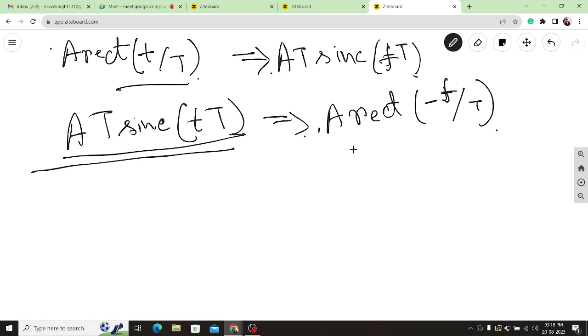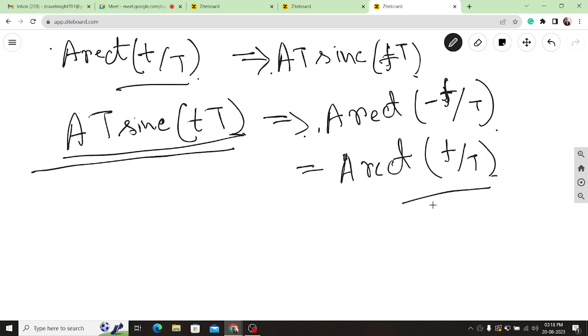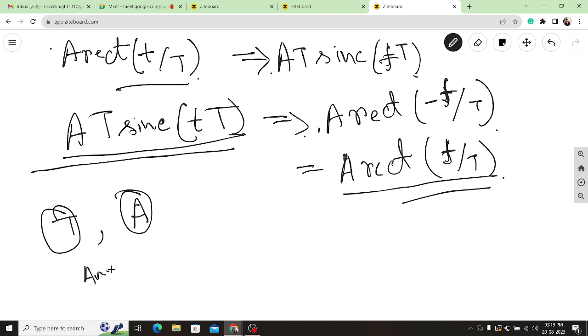And the rect signal is an even signal. So for an even signal, this negative of axis changing has no meaning. So this is actually a rect of f by T. So this T defines the time period. So based on this T and A, you can change any of the sinc function to any of the square function.